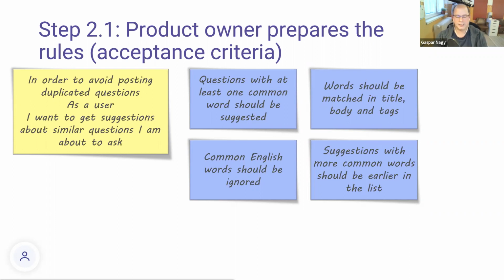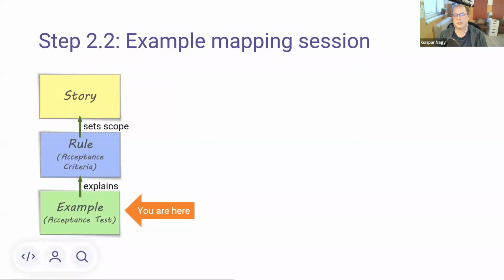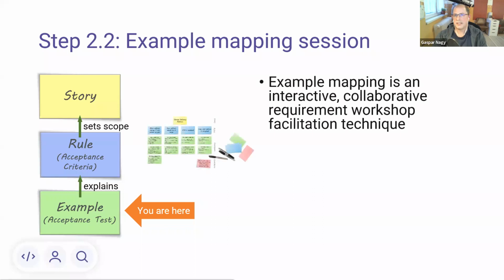Now let's say that it's tomorrow, and our session is starting. Our discovery session, our refinement session, will follow a technique called example mapping. Example mapping is an interactive, collaborative requirement workshop, a workshop facilitation technique itself. You don't need to make a new kind of workshop. It's still the same old story refinement meeting that you anyway had. You are just doing it somewhat differently.